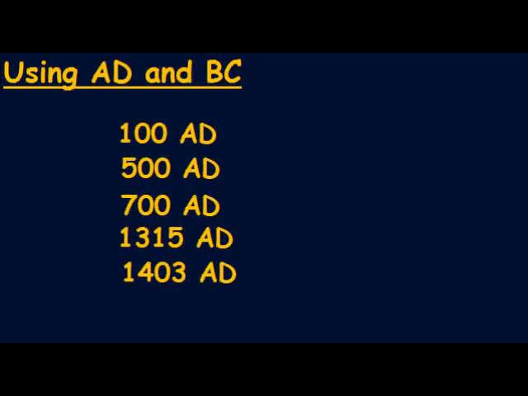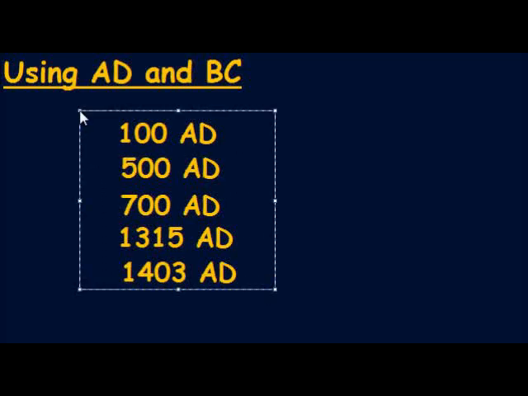Okay, and that is the list in the correct chronological order. We've gone from the lowest number to the highest number. So we've gone from the year 100 AD to 500 AD. We're going forward in time to 700 AD, to 1315 AD, and to 1403 AD. We're moving forward in time.